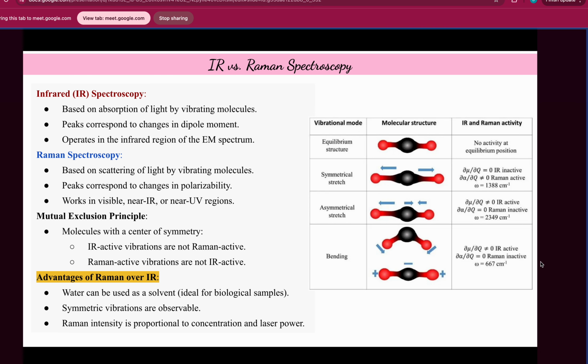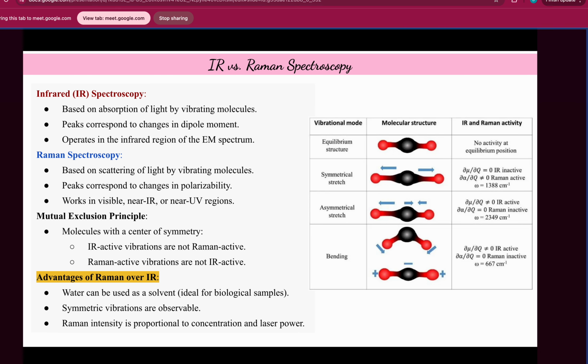So just keep one thing in mind: the symmetrical stretching, which was IR inactive, can be studied using Raman spectroscopy because it is Raman active. So these are the advantages of Raman over IR. Other advantages are that water can be used as a solvent, which is ideal for biological samples. So Raman scattering can be performed on molecules in a water sample as well. Symmetric vibrations are also observable. And Raman intensity is proportional to the concentration and laser power, because in this we are using laser light. These are some of the advantages of Raman spectroscopy.